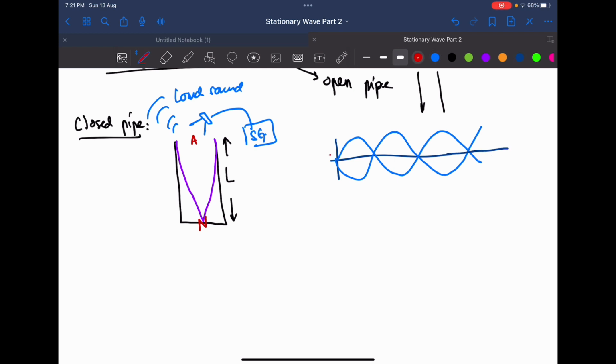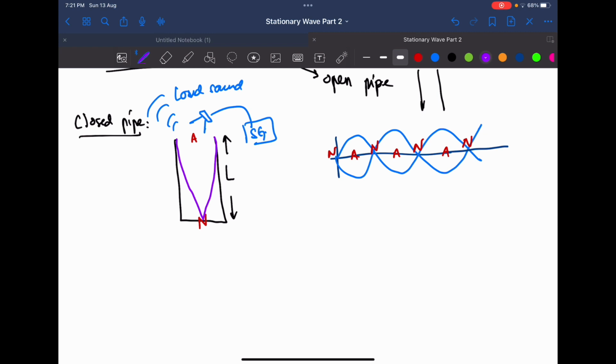And this will be node, node, node, node, antinode, antinode, antinode. So the loud noise is produced at the region of antinode. Now if you analyze these, node to antinode is quarter lambda. From here to here is quarter lambda, which is equal to L. So lambda is 4L.